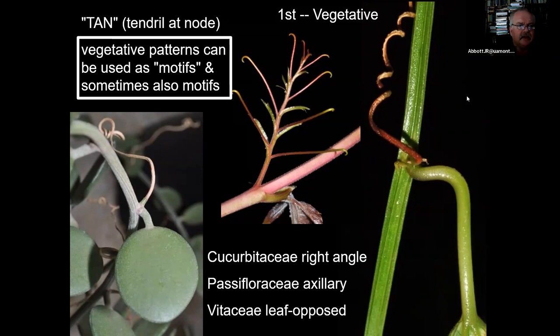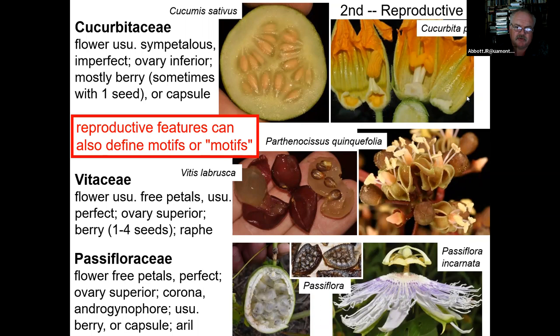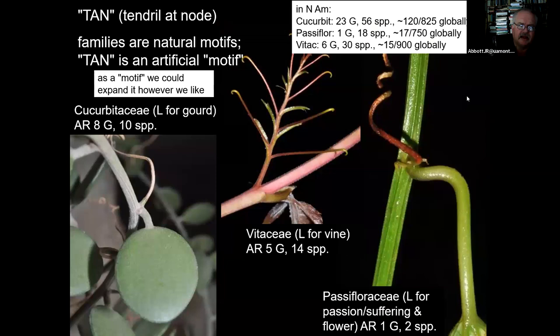We can also use the reproductive features to come up with names, to talk about groups, to define the groups. We talked about that last time. The idea now is that these names allow for communication across time, across space, across cultures, across languages, right? In Arkansas, we might care about the fact that there are eight genera of squashes, 10 species. There are five genera of grapes with 14 species. There's only one genus of passion flower with just two species. But there's a context, right? You can look at the North American context for those same families. You can look at the global context for those families.